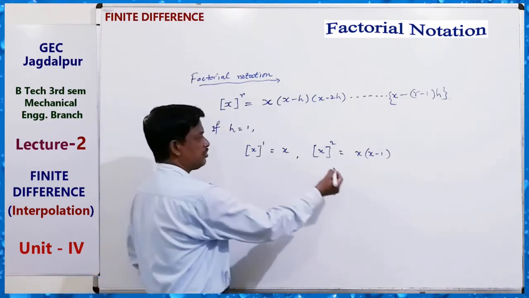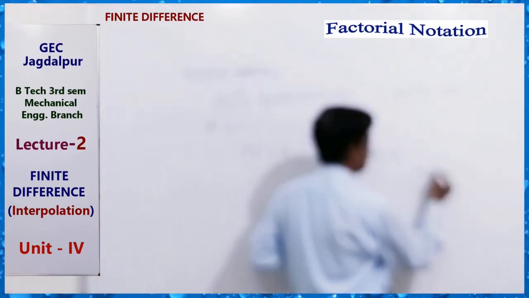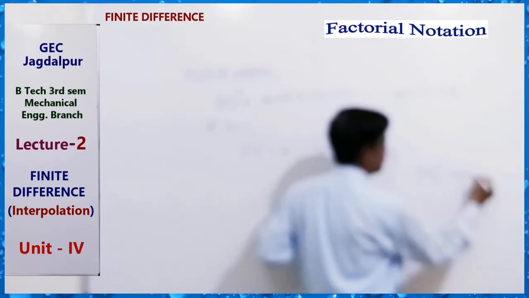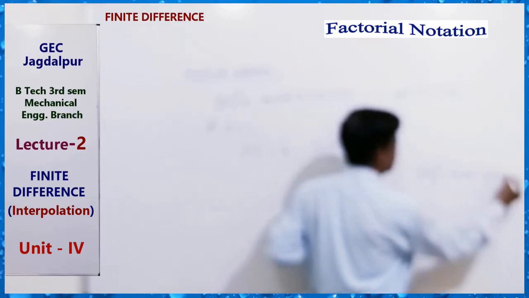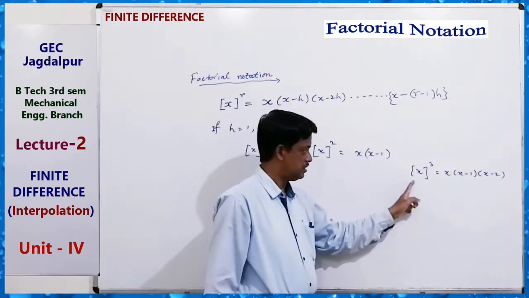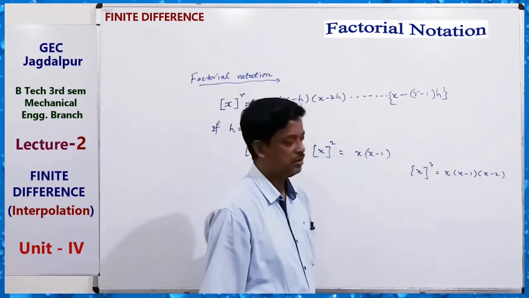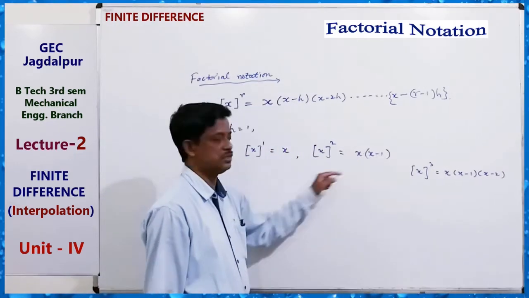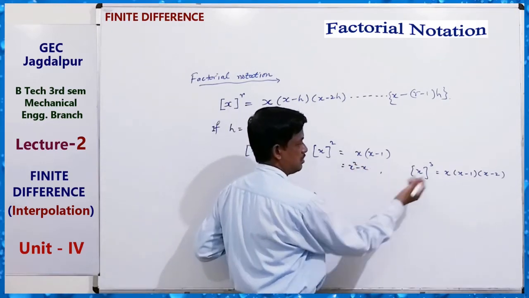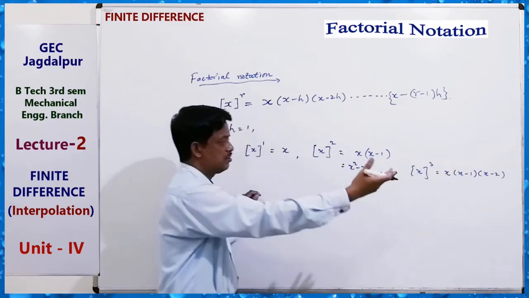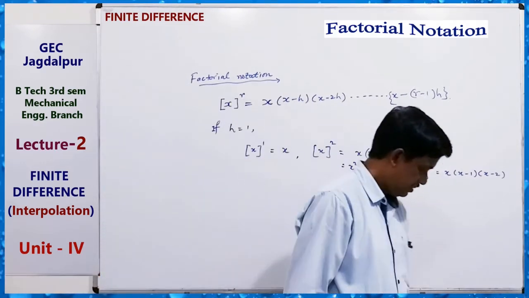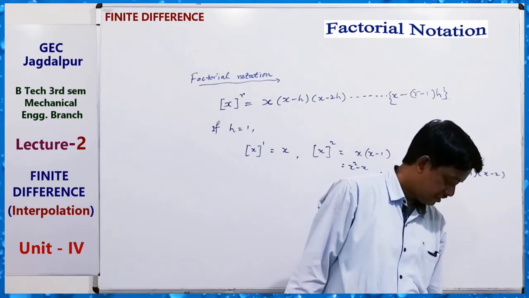Similarly, we can write the third as x times x minus 1 times x minus 2. This is factorial notation, and this equals x cube minus 3x square plus 2x. After multiplying you get a cubic polynomial. Just note down this.